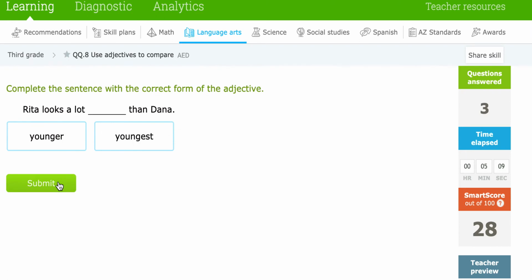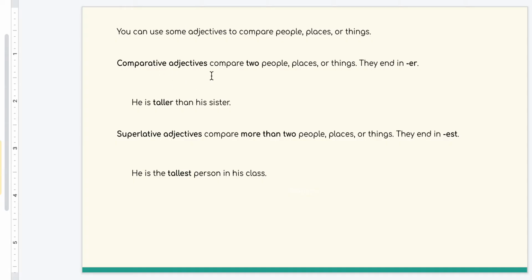All right, and that is it for today. So remember, just to end, we are doing our comparative adjectives, which is two people, places, or things. They end in ER. But if it's more than two, we are using EST as our ending.